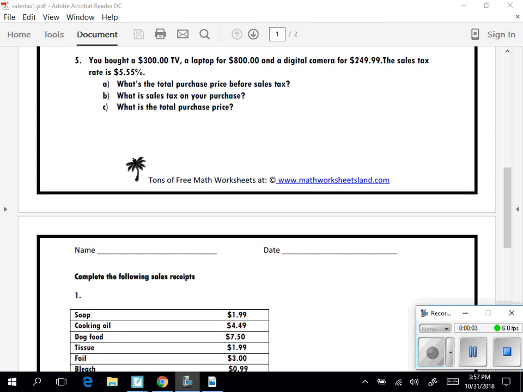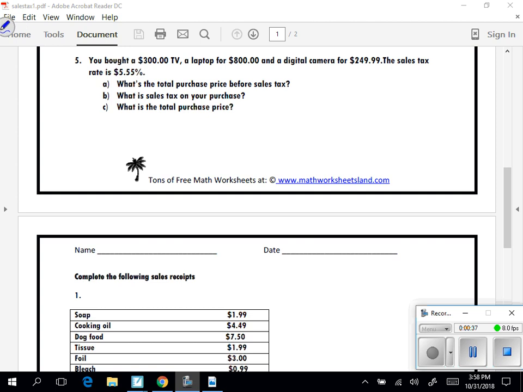Number 5, you bought a $300 TV, a laptop for $800, and a digital camera for $249.99. The sales tax rate is 5.55%. What's the total purchase price before sales tax? So if we're figuring out the total purchase price before the sales tax, all they want us to do is total up all of the different purchase prices. So the 300, the 800, the 249.99.